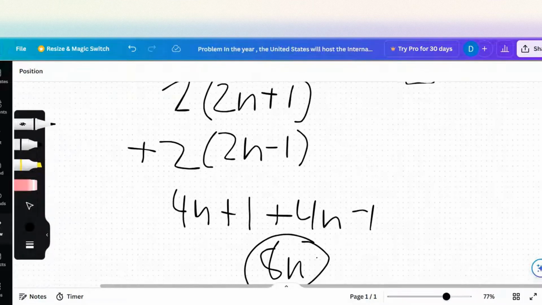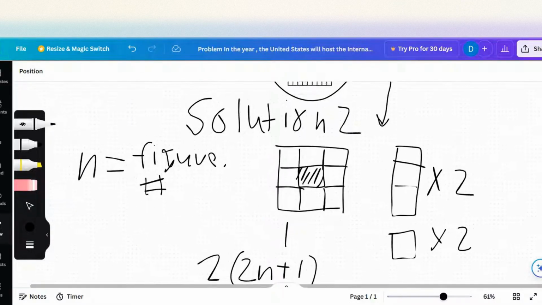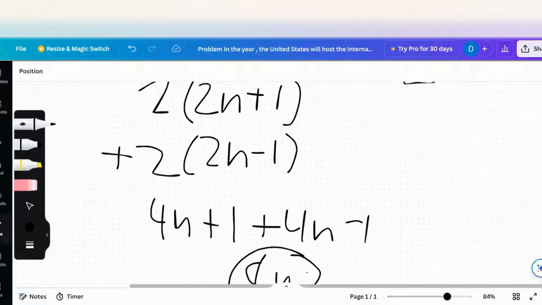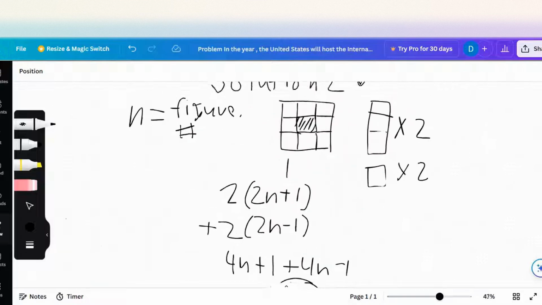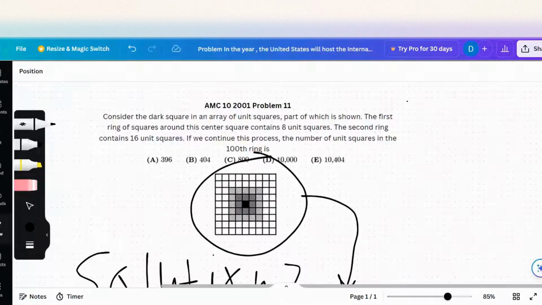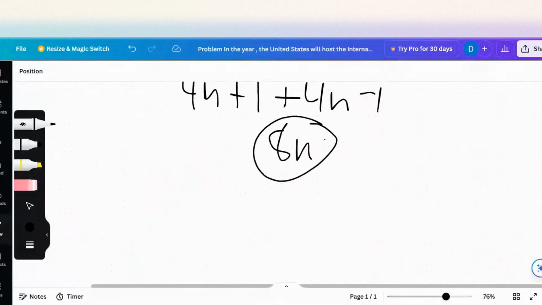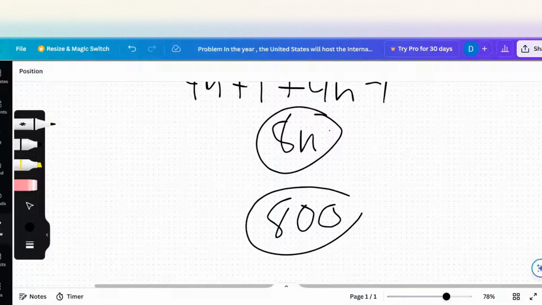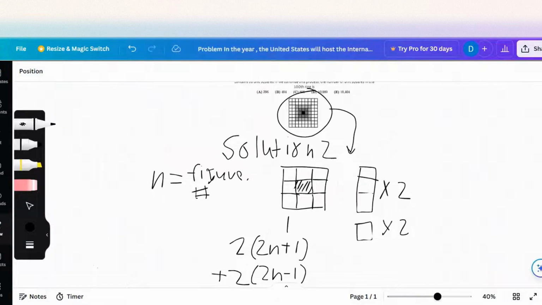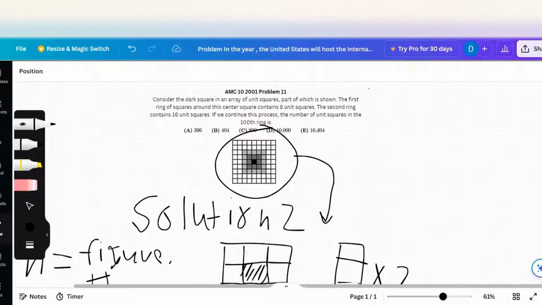So that is the number of squares in each figure. We just plug 100 in because we're looking for the 100th figure, the number of unit squares for the 100th ring. And that's easy. We just get 8 times 100, which is 800. So that's using variables to solve for the number of unit squares.